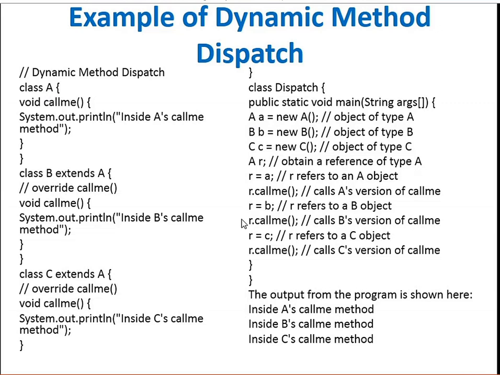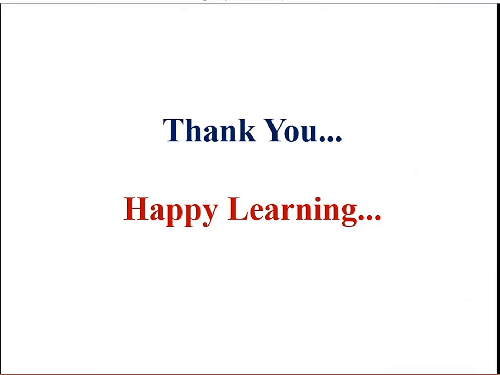Then r = b, and when we call r.callme(), this will be executed and display "inside B's callme method" on the screen. And when we set r = c and again call r.callme(), r is now a reference to the child class C, so it will print "inside C's callme". In this way method overriding and dynamic method dispatch work in Java. Happy learning.